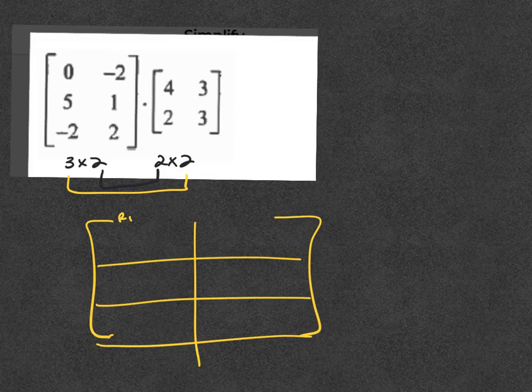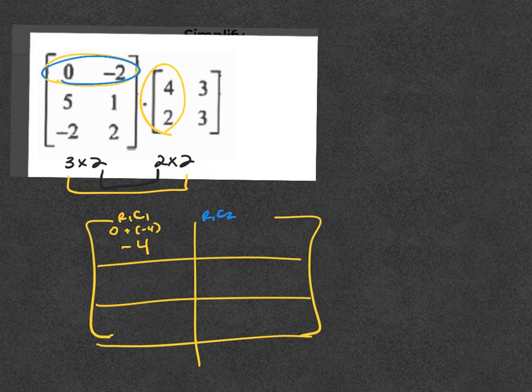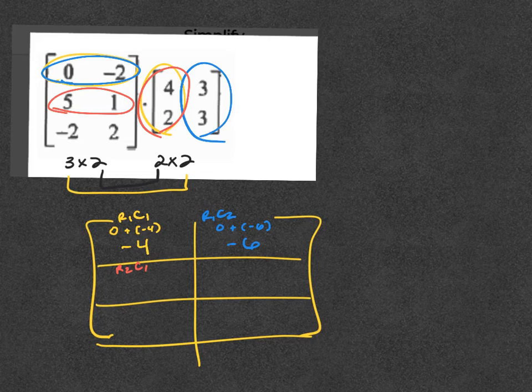So this first one is row 1, column 1, which would be 0 times 4, or 0, plus negative 2 times 2, which is negative 4, and that's negative 4. Then row 1, column 2 would be 0 times 3, plus negative 2 times 3, which is negative 6. Then row 2, column 1, that's 20 plus 2, or 22. Row 2, column 2, 15 plus 3, that's 18.